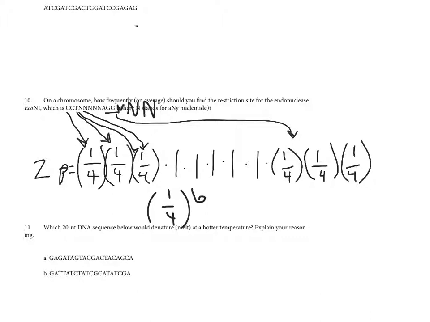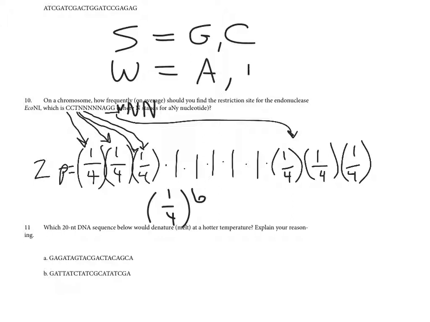So we might as well review that. That's quick. S stands for strong. Those are the nucleotides that make 3 hydrogen bonds. So an S nucleotide would be a G or a C. And weak, W, would be a nucleotide that's either A or T.